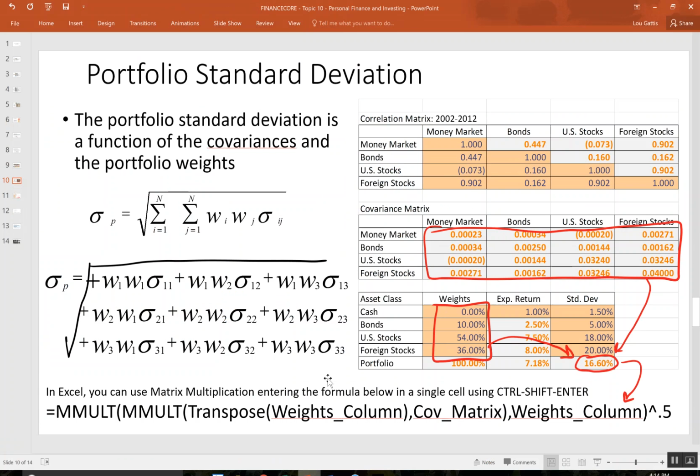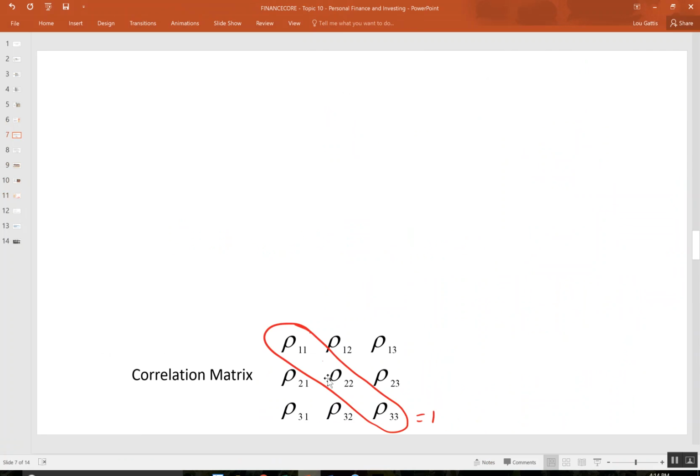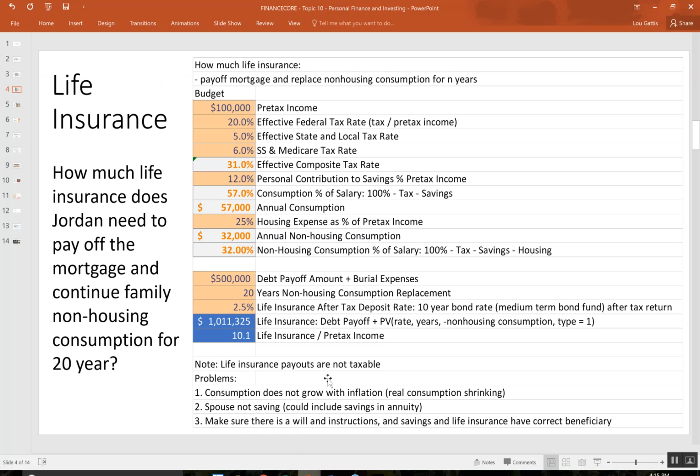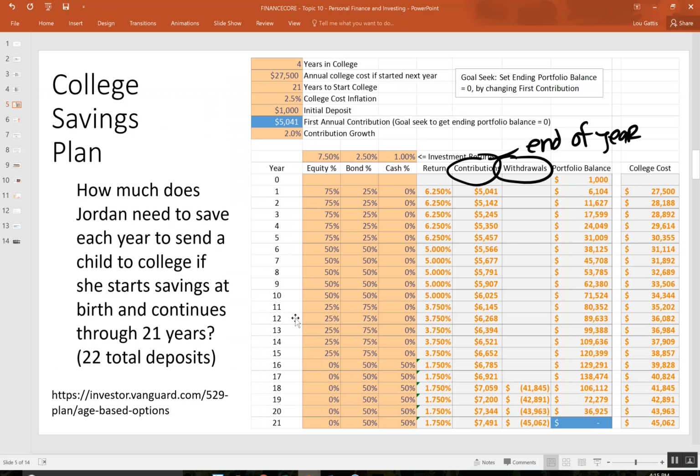So in this topic, we've talked about, I'm going to just review. If you start off with a budget, you can figure out that you need maybe 3 to 6 months of an emergency fund to have enough time to find that next job. You need life insurance of maybe about 10 times your salary. In this example, it's making sure that you can pay off a $500,000 mortgage and also replace your income for 20 years. We did a college savings plan where we forecasted we need about $5,000 a year to contribute to have just enough money to pay for college.